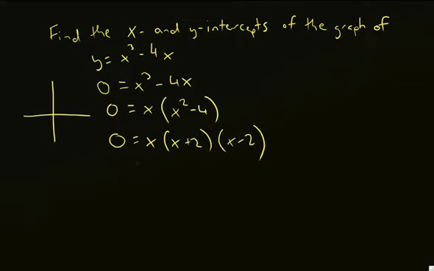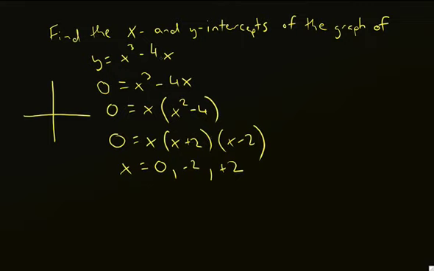And now you have all your x values at x equals 0, negative 2, and positive 2 is where this curve is going to have y equal to 0. If any one of these factors is equal to 0, it makes all the rest 0, because anything multiplied by 0 will turn everything else 0.